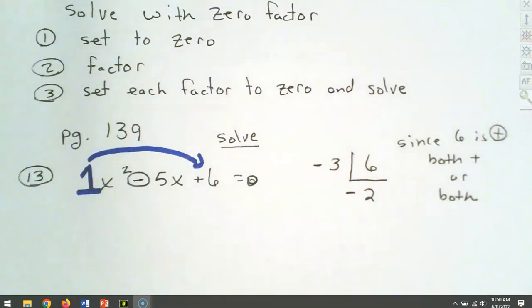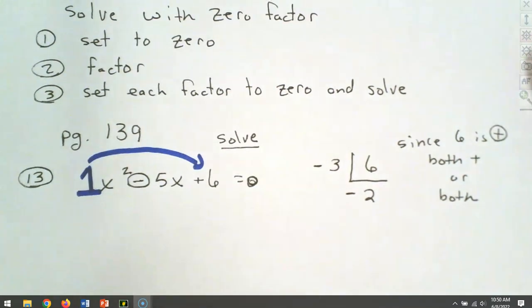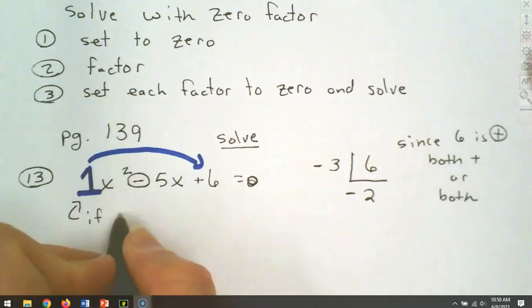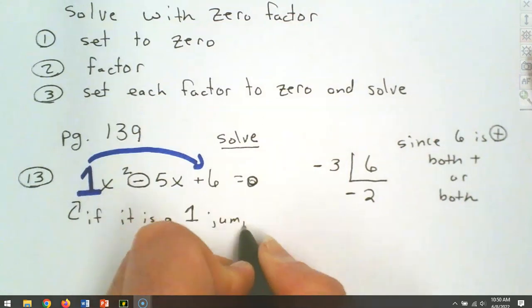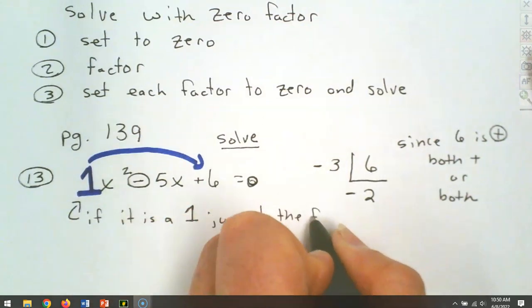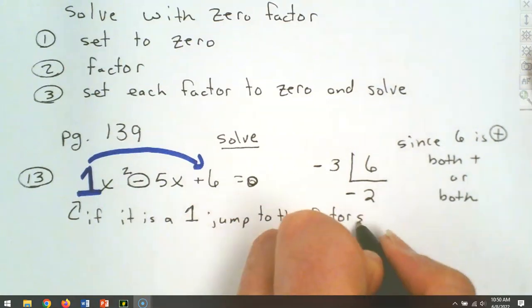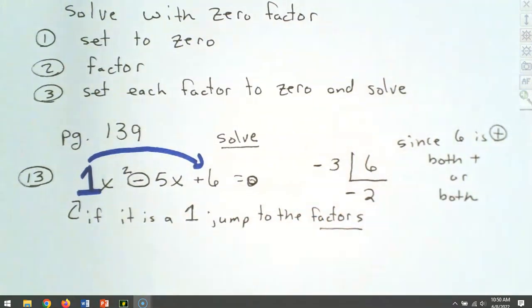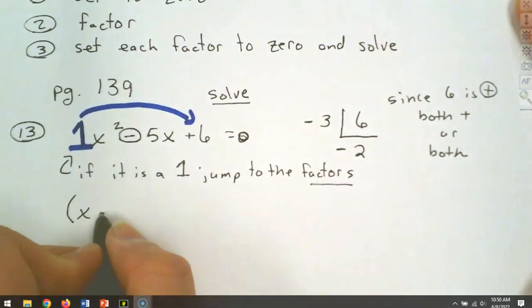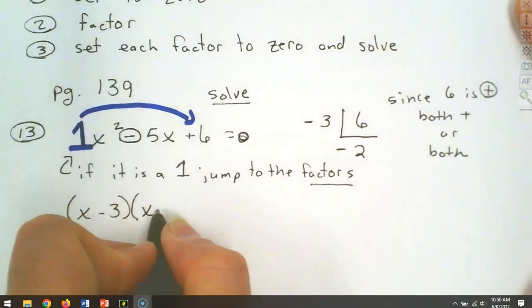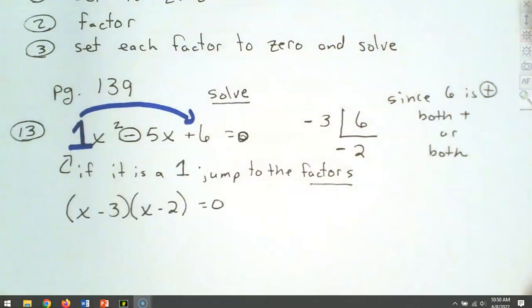Now I didn't show you this in intermediate algebra because I wanted you to go through all the steps, but if there's a 1 here, you can jump straight to the factors. If it's any other number, you're going to have to do grouping. But this has a 1. If it has a 1 in front, then I can jump directly to my factors, which is x minus 3, x minus 2, and that equals 0. Okay, so it's been factored.